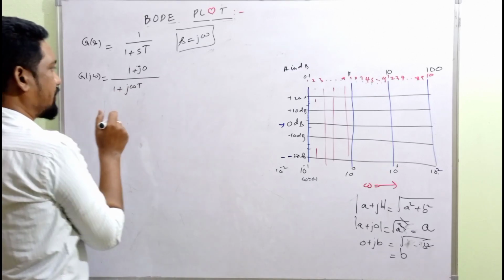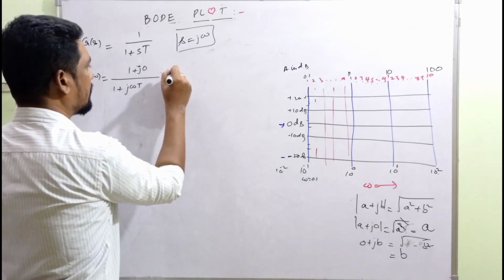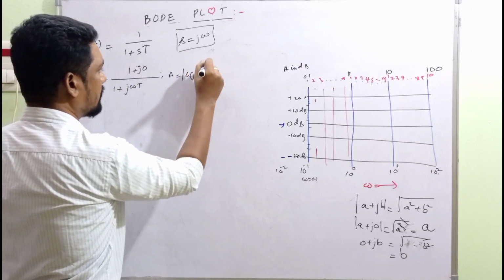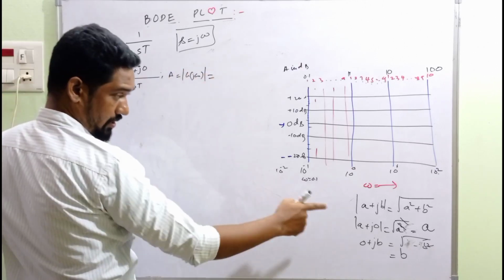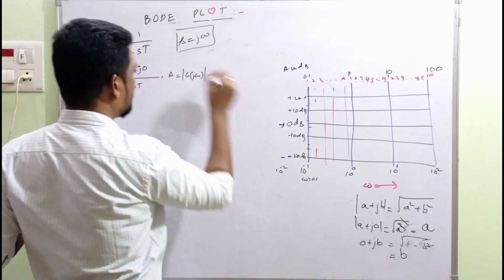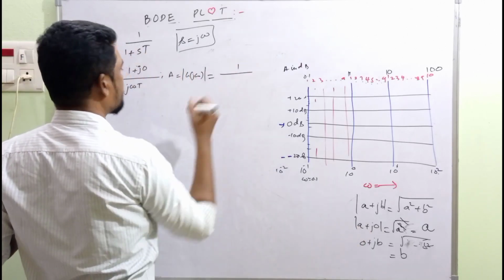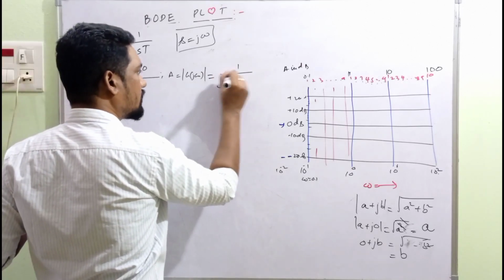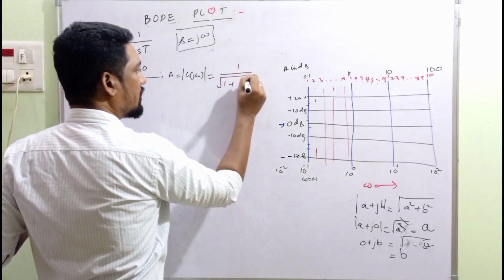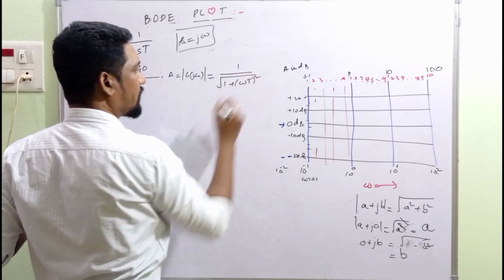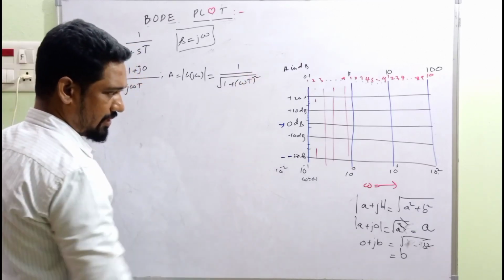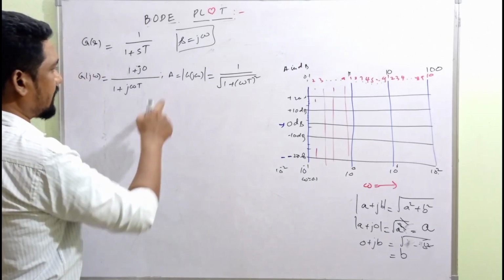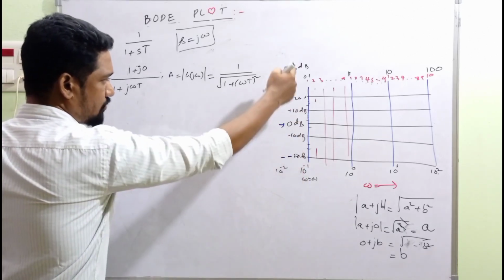Now guys, how to write the magnitude of this one? Magnitude A is equal to the magnitude of G of j omega. Once again, a plus j0 is simply a, and so we have 1. And for this one, we have both a and b, so that will give us under root 1 plus omega T whole square, since magnitude is the square root of a square plus b square for a complex number a plus jb.